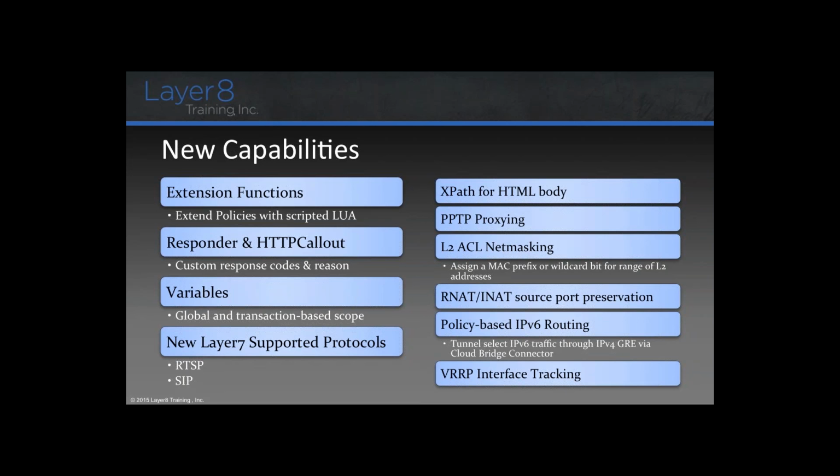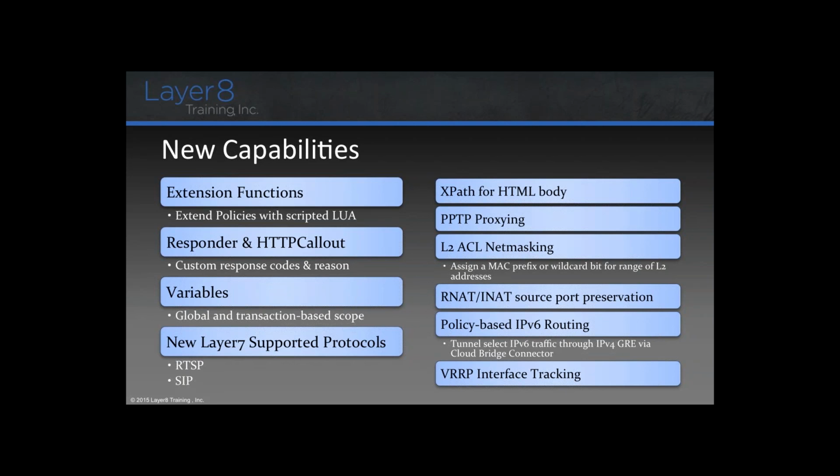We've also increased our responder and HTTP callout, custom response codes, and reason. We have increased variables, so we now have both global and transaction-based scope for our variables. We have new Layer 7 supported protocols for RTSP and SIP. We have XPath for HTML body. We're picking up support for PPTP proxying, as well as L2 ACL netmasking, so we can assign a MAC prefix or a wildcard bit for a range of different addresses. We also have added support for RNAT and INAT source port preservation.